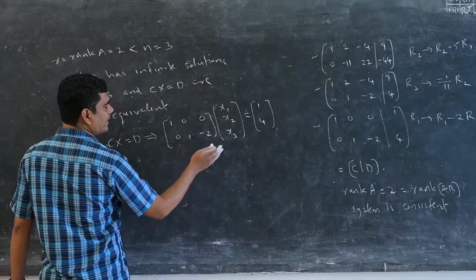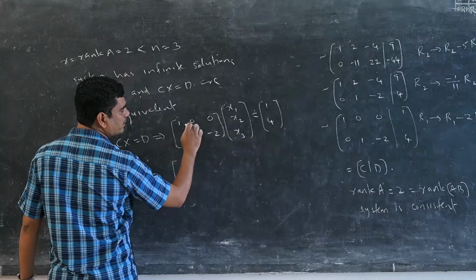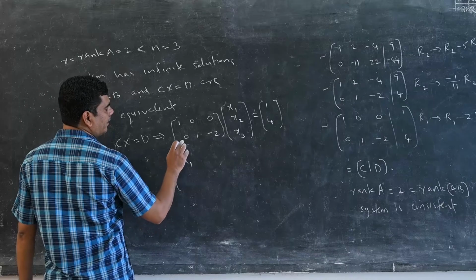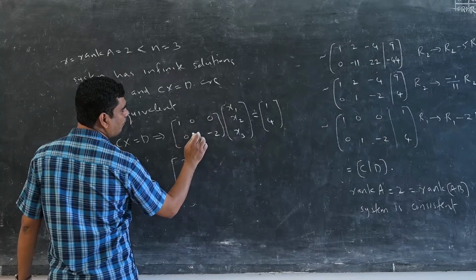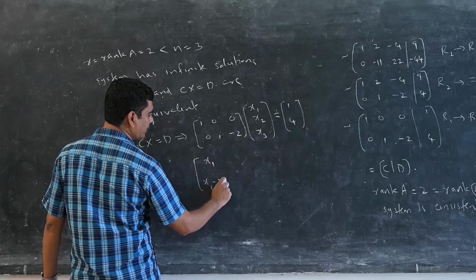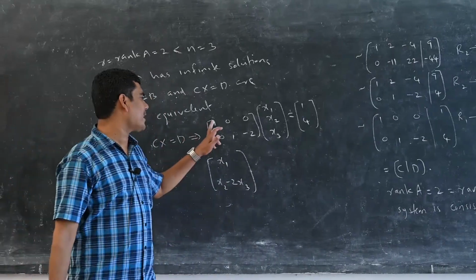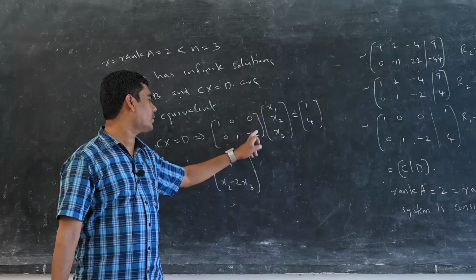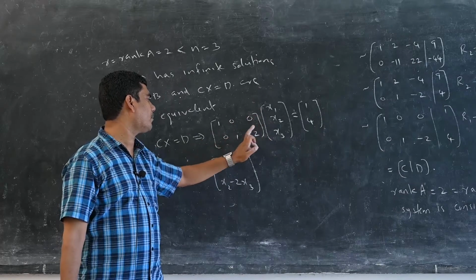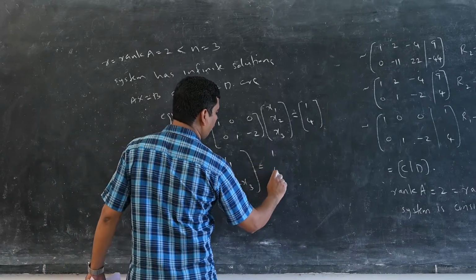Now multiply these two matrices. This is 1 into x1 plus 0 into x2 plus 0 into x3, this is x1. Now the second row is 0 into x1 plus 1 into x2 plus minus 2 into x3. This is x2 minus 2x3, and this is equal to 1, 4.